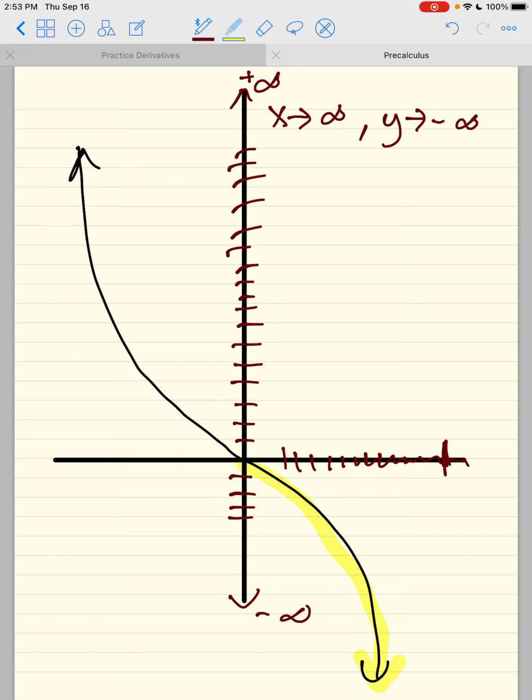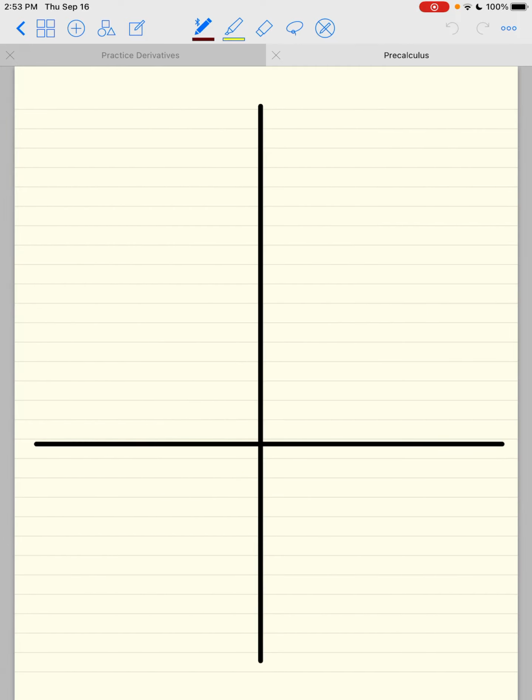So as x goes in this direction, as x approaches positive infinity, my graph goes down. What happens as x approaches negative infinity? Well, as x approaches negative infinity, my graph is going up, which means positive infinity. So as x approaches negative infinity, y approaches positive infinity. Okay? Let's try one more.